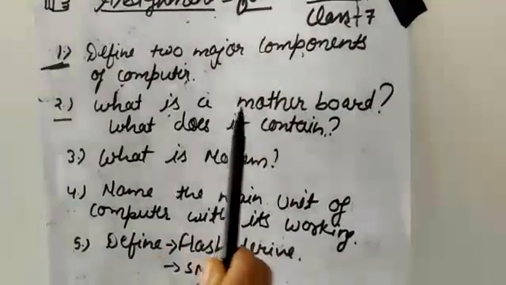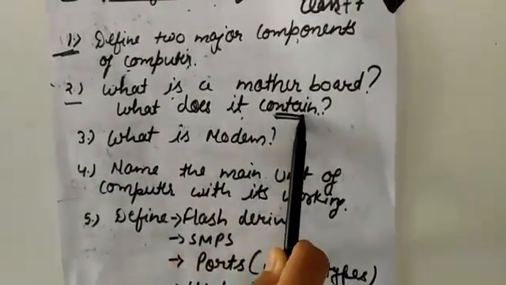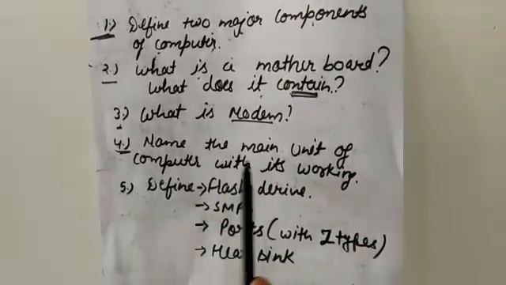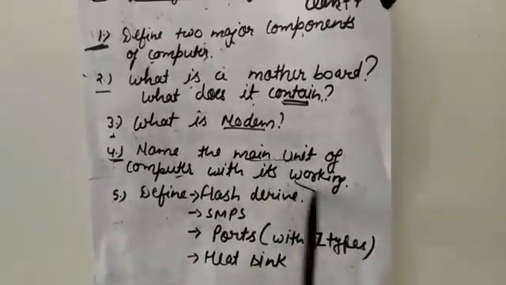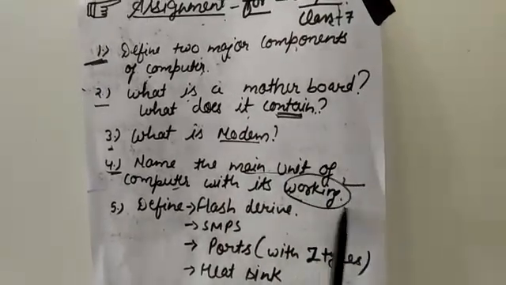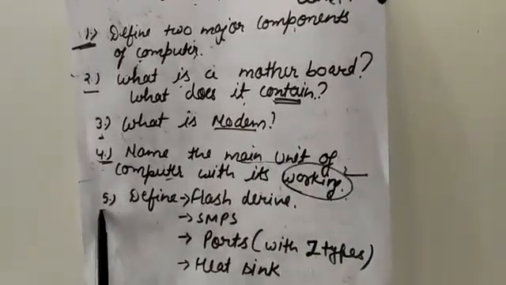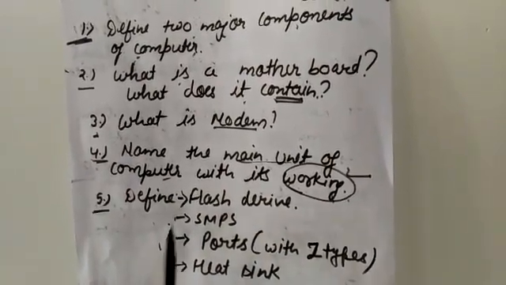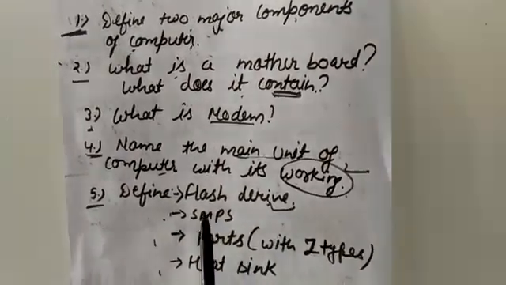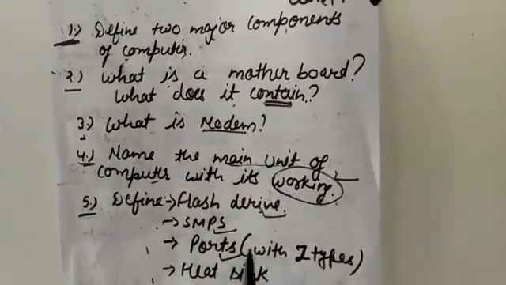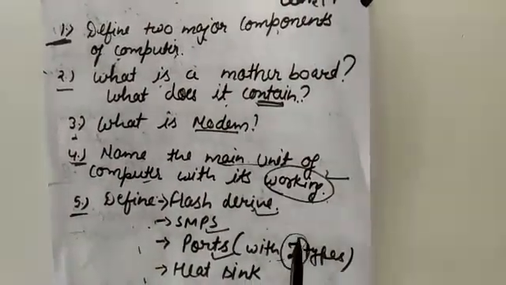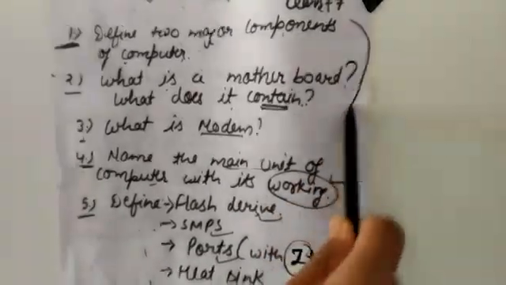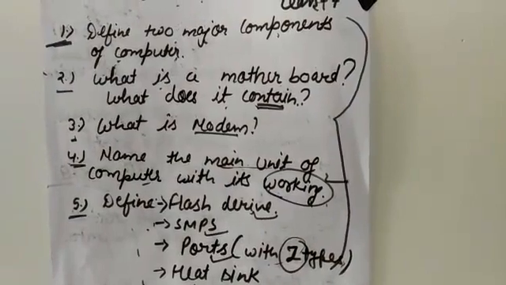Number 2, what is the motherboard and what does it contain. Then third one is what is modem. Fourth one is what is the main unit of computer and its working also. You have to define its working, its function. Then fifth one is you have to write short notes, or define them in 2 or 3 lines: what is flash drive, what is SMPS, what are ports. Ports you have to define with both types, serial and parallel, and last one is heat sink. So all this work you have to do in your copy, okay class.